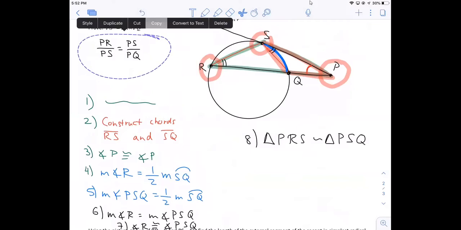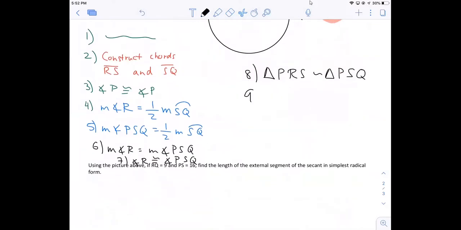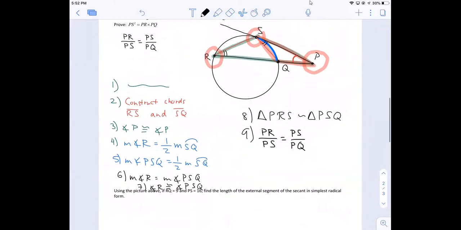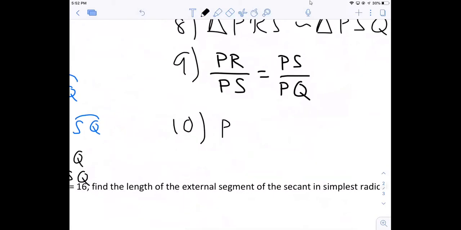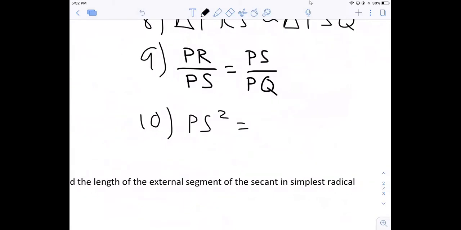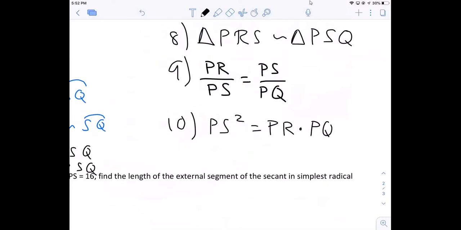Next, I can copy and paste this. Now I can say that this proportion is true because of CSSTP: corresponding sides of similar triangles are in proportion. And lastly, if I cross multiply, I get PS times PS, or PS squared, equals PR times PQ. And that is product of the means equals product of the extremes.